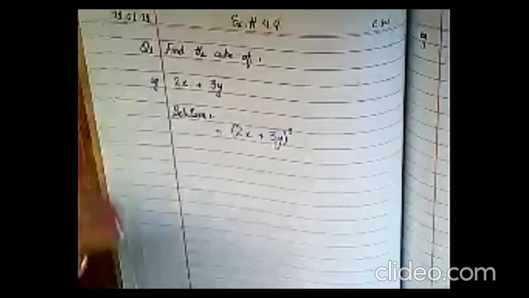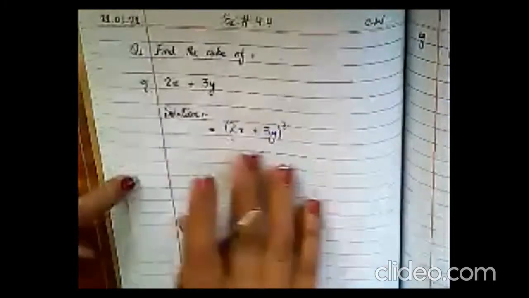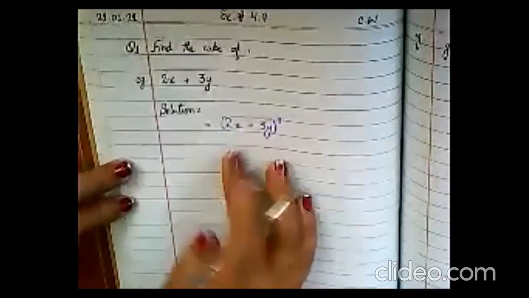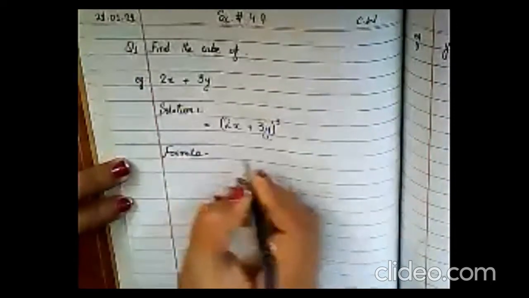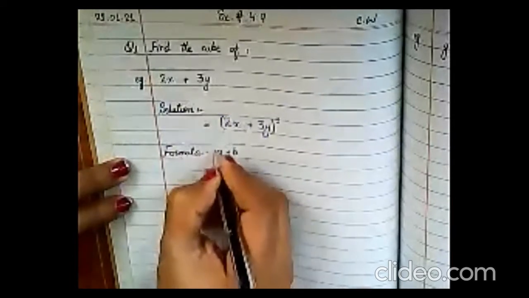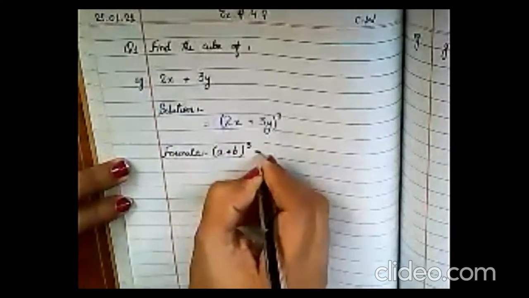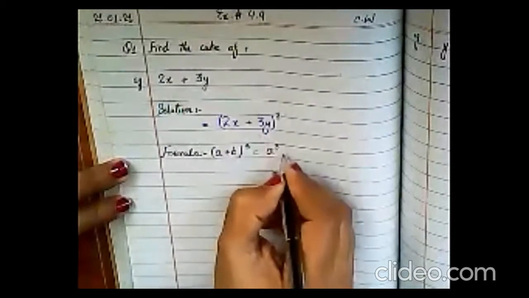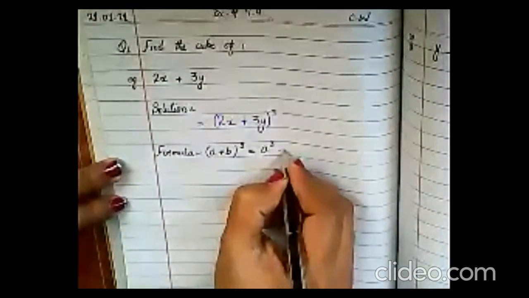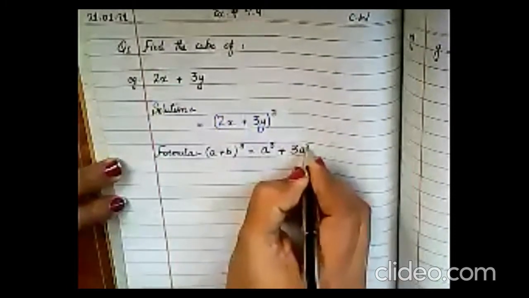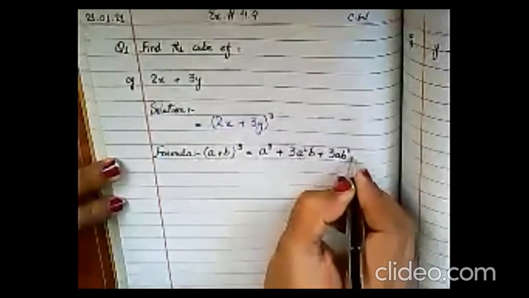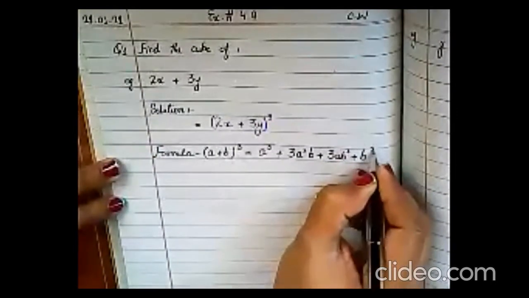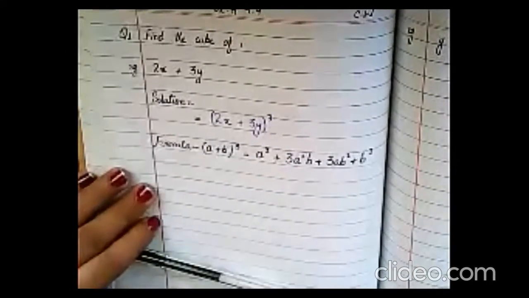So for this, what formula are you going to apply here? To find the cube of this value, what will be the formula? The formula is (a plus b) whole cube is equal to a cube. Here you have a plus sign, so you will write plus 3a square b plus 3ab square plus b cube. So this formula you are going to apply here. Just a minute.